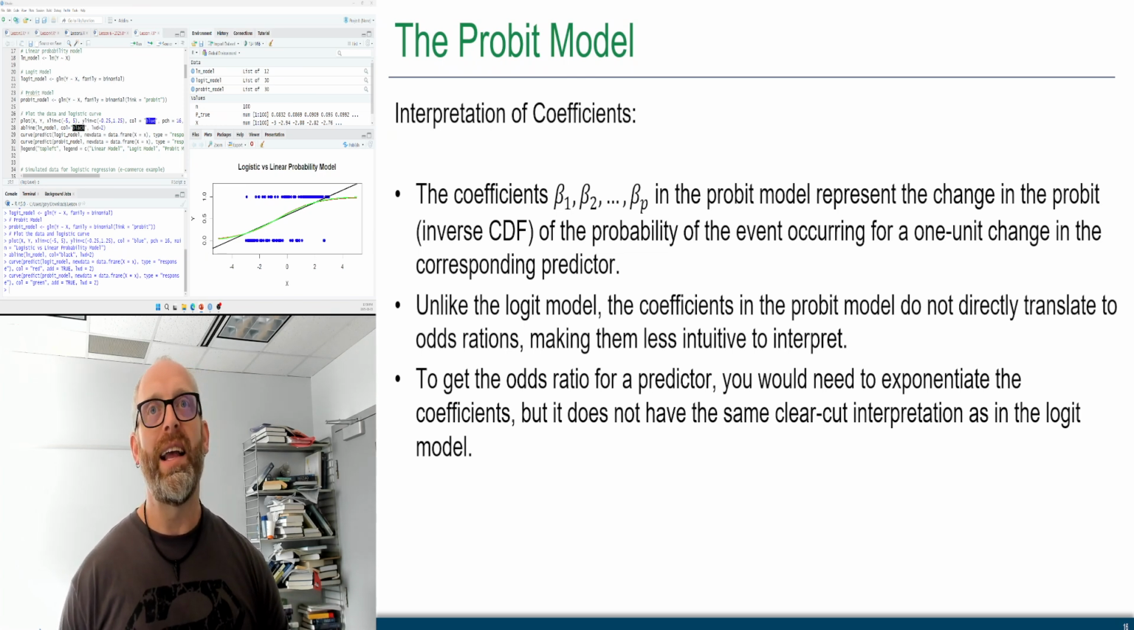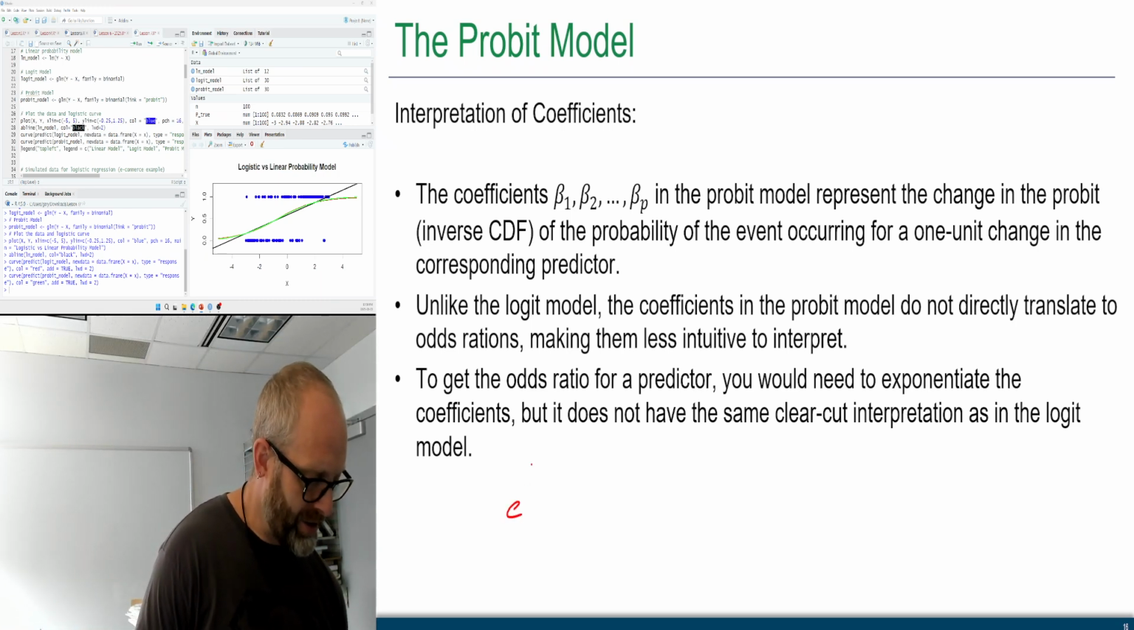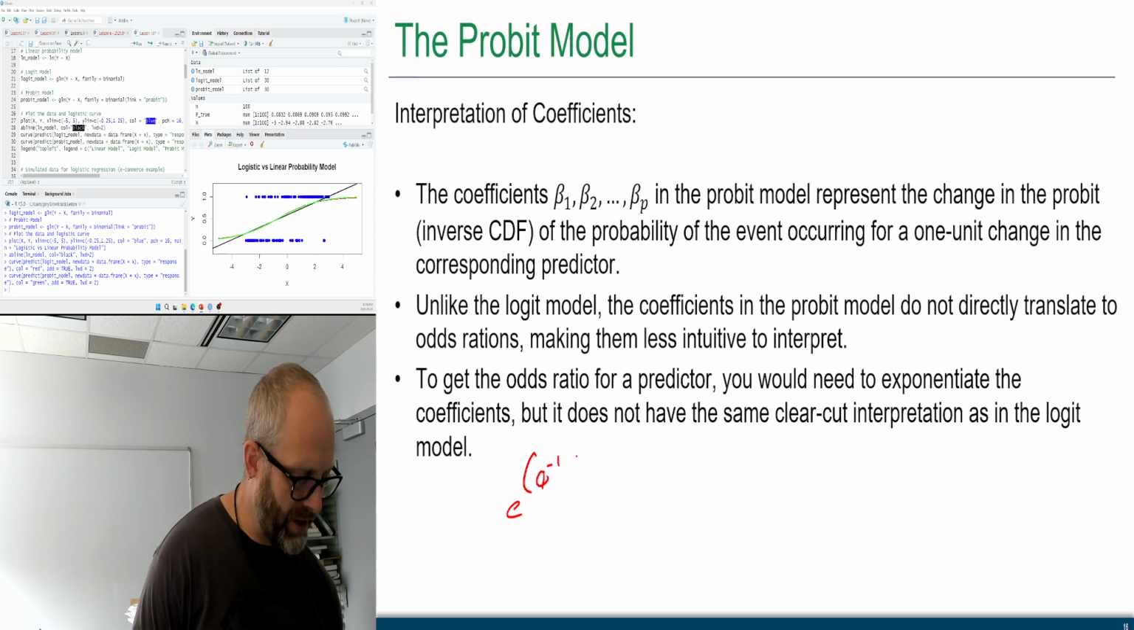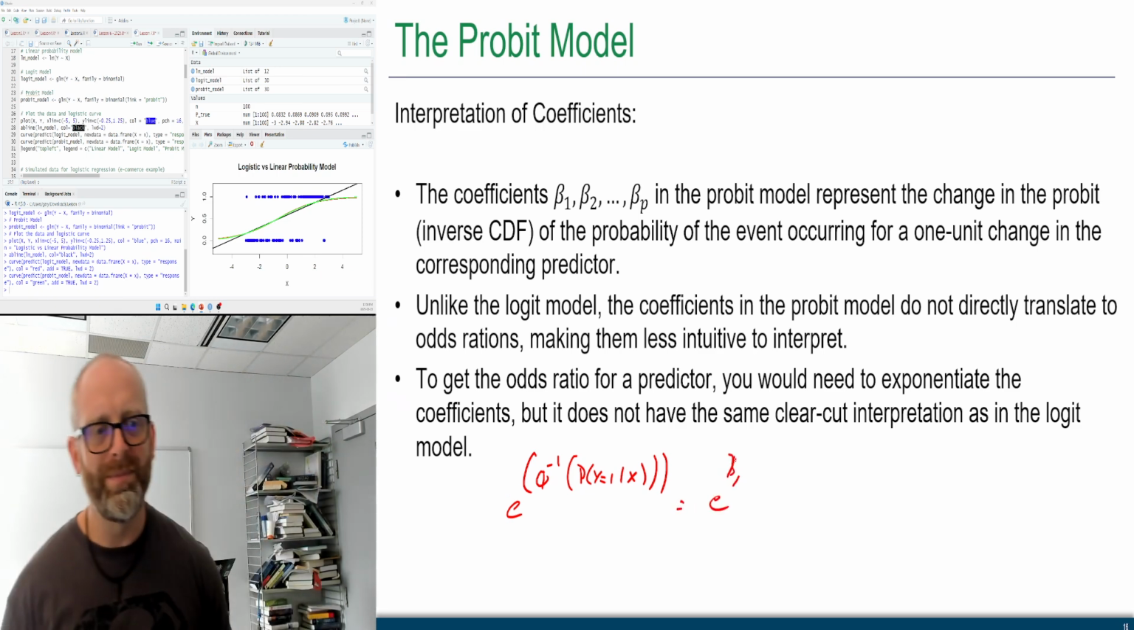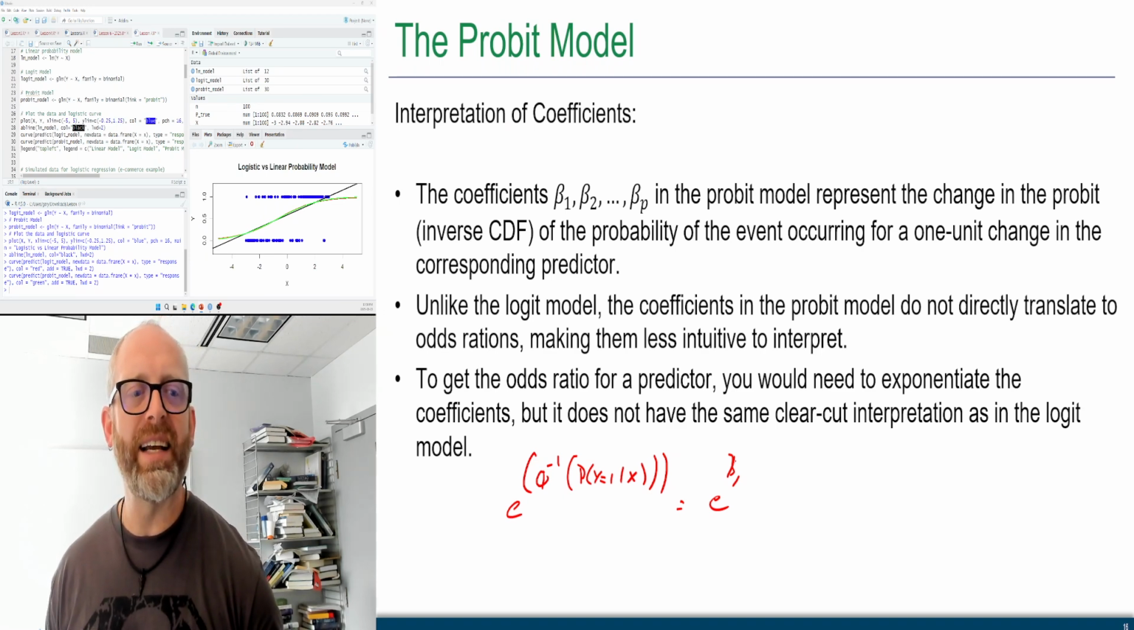So here, if I was talking about it in that sort of regard, this would be e to the phi inverse of my probability of y is equal to 1 for a given value of x, is equal to e to some beta j. Yeah, that's a lot less intuitive there. So for us, we're going to be sticking with the logit model.